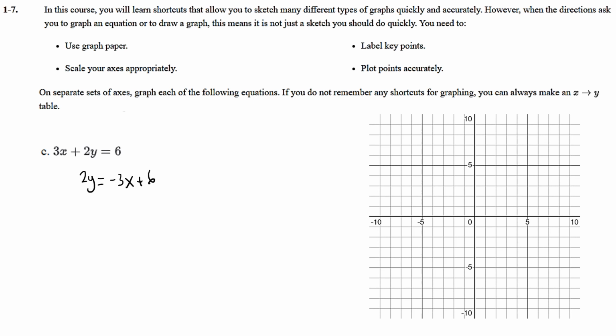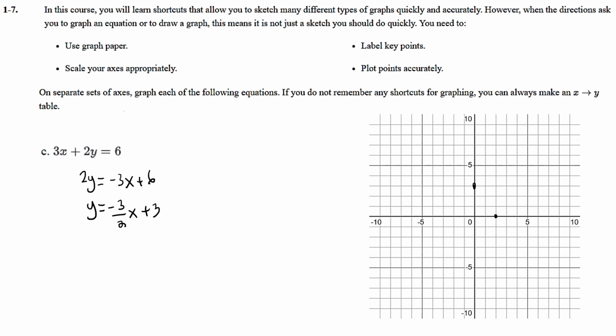Then I'm going to divide everything by 2. So 2y divided by 2 is y. -3x divided by 2 is -3 halves times x. 6 divided by 2 is 3. This is my slope-intercept form. So I plot the y-intercept at 3. Then I can go down 3, right 2, because it's negative.